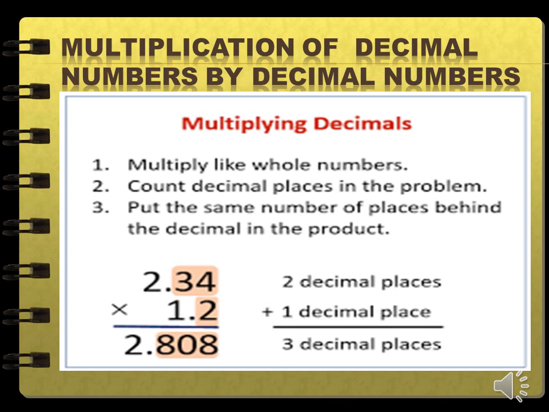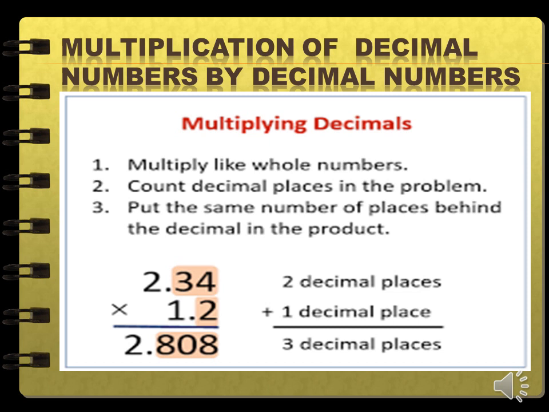Once you find the product of 234 by 12, you need to put a decimal sign after 3 digits from the right hand side. So the answer will be 2.808. Now the question arises, why 3 digits?